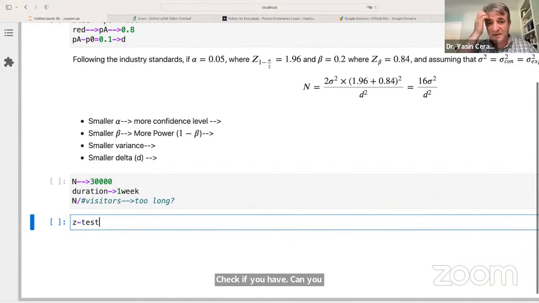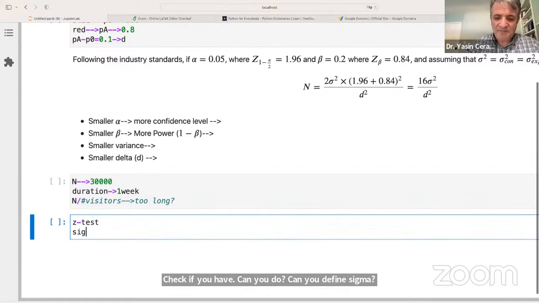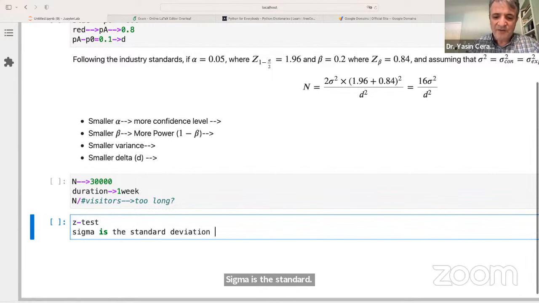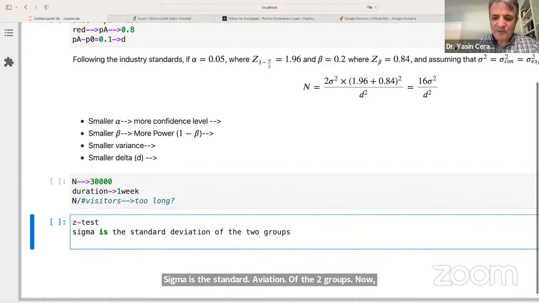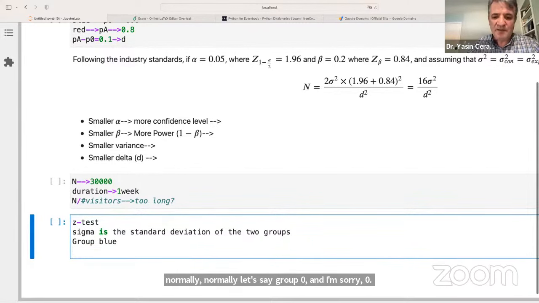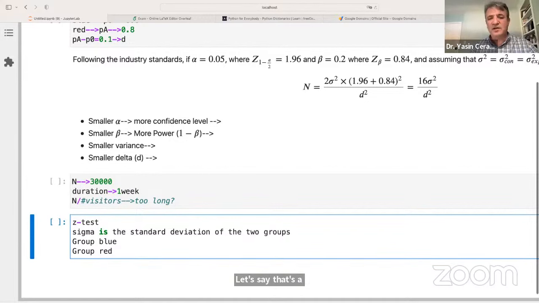Can you define sigma? Ibrahim, sigma is the standard deviation of the 2 groups. Now, normally, let's say group blue and then group red, all right? So normally these 2 groups might have different sigmas.